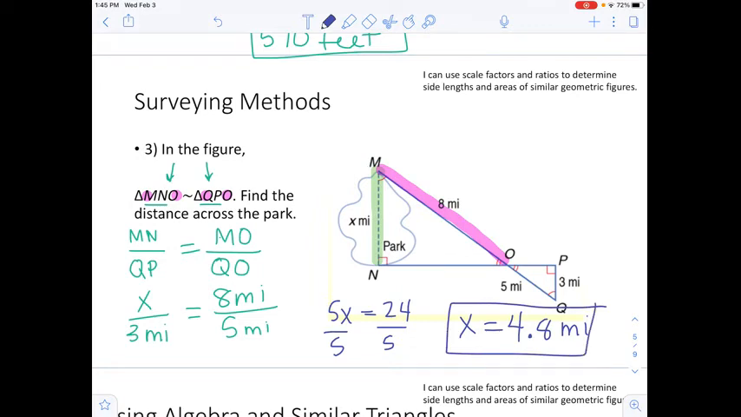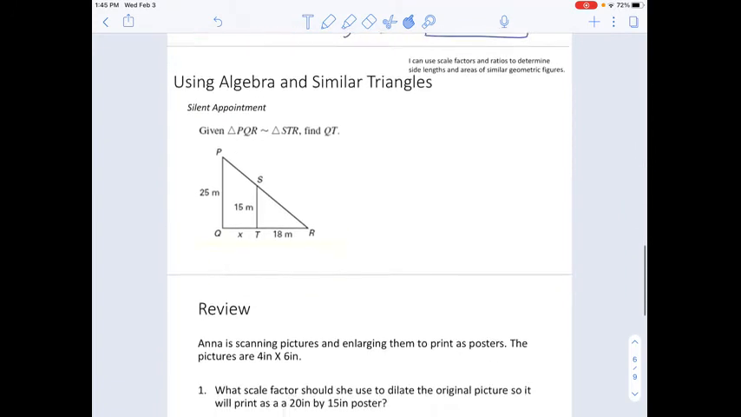Always good to double check here. Looking at MO, so that long way across is 8 miles. So on the smaller one, that's 5 miles, which means across the park should be shorter than that. 4.8 is shorter than 8. So our answer does make sense.